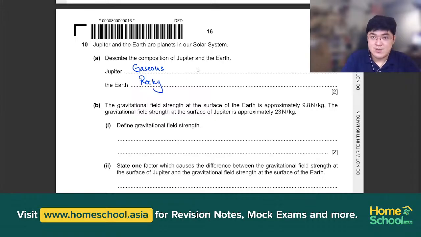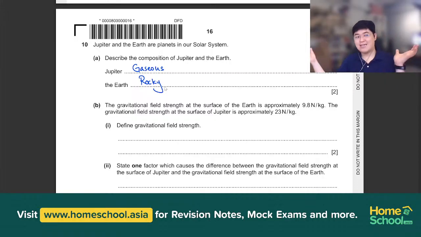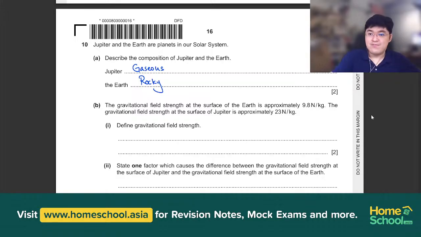Right? So remember, Jupiter is a gas giant, so of course it's made of gases, and thus is gaseous. The Earth is made up of minerals, rocks, and thus it's called a rocky planet, right? We have the inner rocky planets and the outer gas giants. Okay, fantastic. So let's move on to part B.